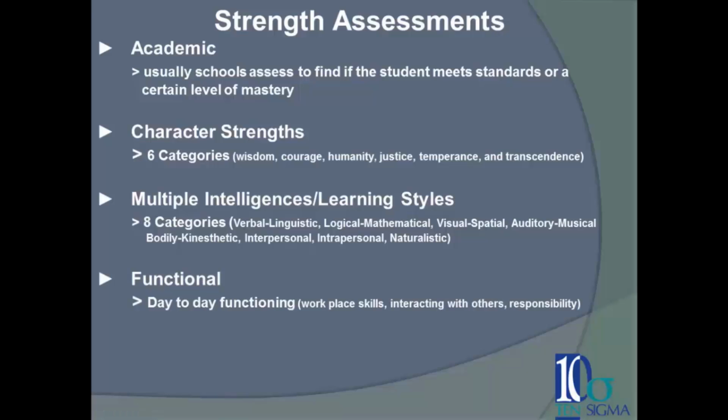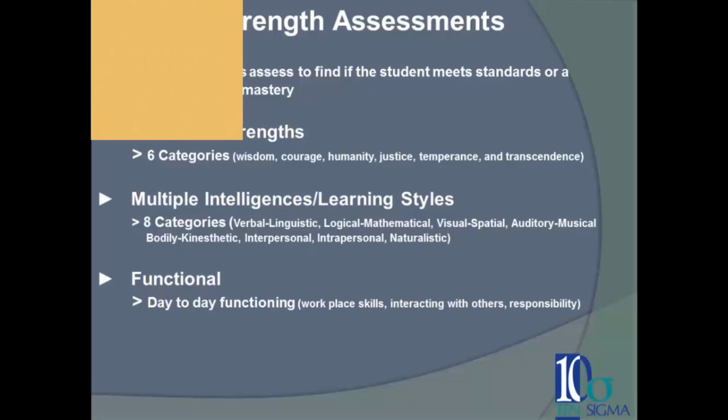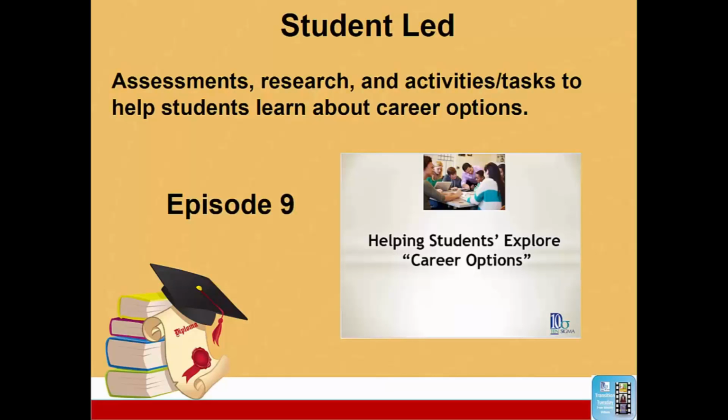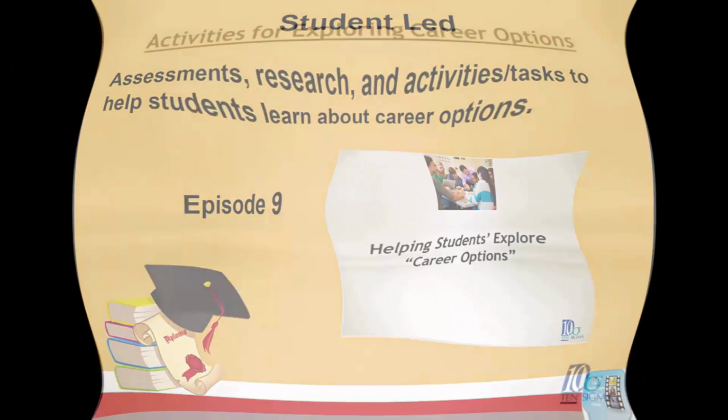Functional strengths assessments look at day-to-day functioning in areas such as workplace skills, interacting with others, and responsibility. The results are used to indicate areas of strengths as well as areas of needs. The next area that students need to explore in order to take the lead in their post-secondary goals is career options. Episode 9 explains a process that students can do to learn about their options.